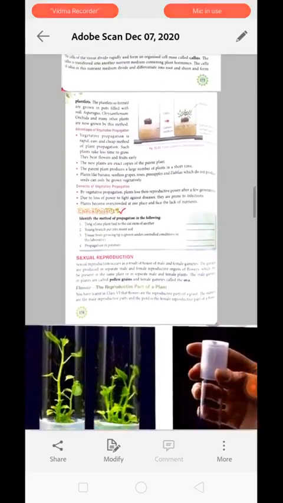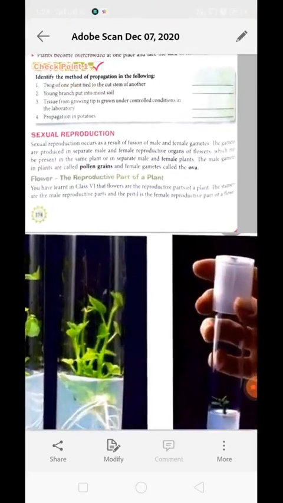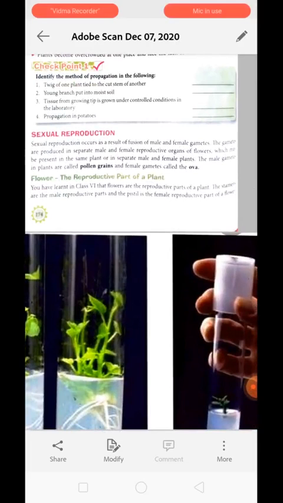Now we are going to discuss sexual reproduction. Sexual reproduction occurs as a result of fusion of male and female gametes. Whenever there is sexual reproduction, two parents are involved. One is male and the second one is female, and both parents produce a special kind of cell which is known as gamete.